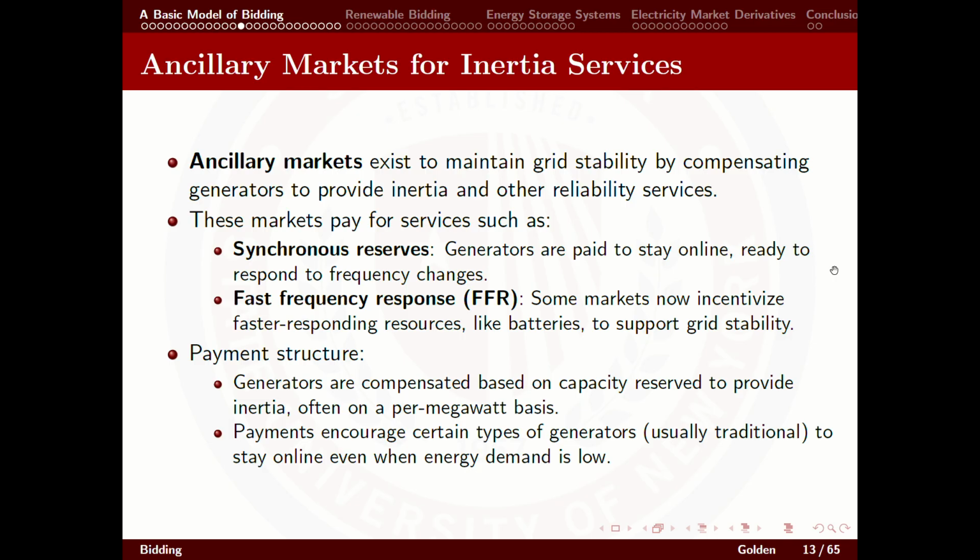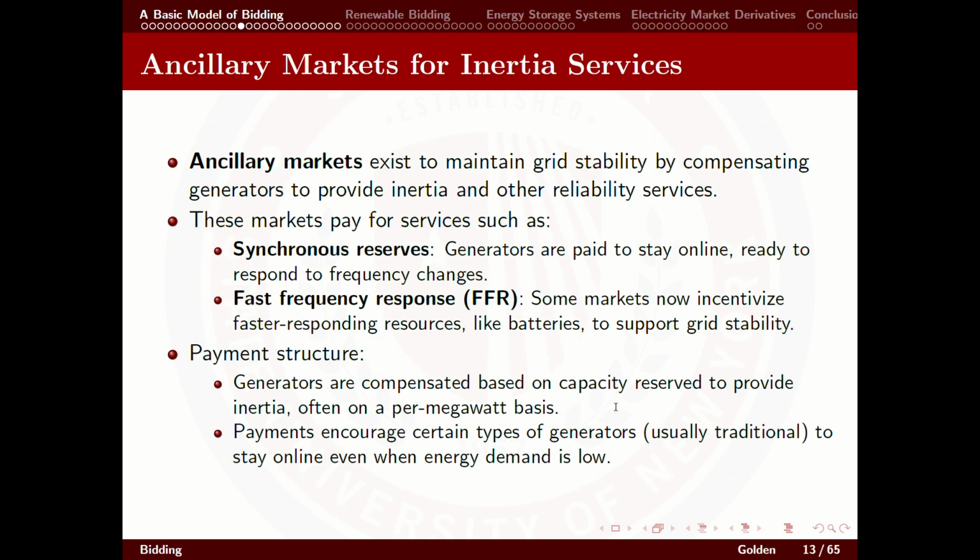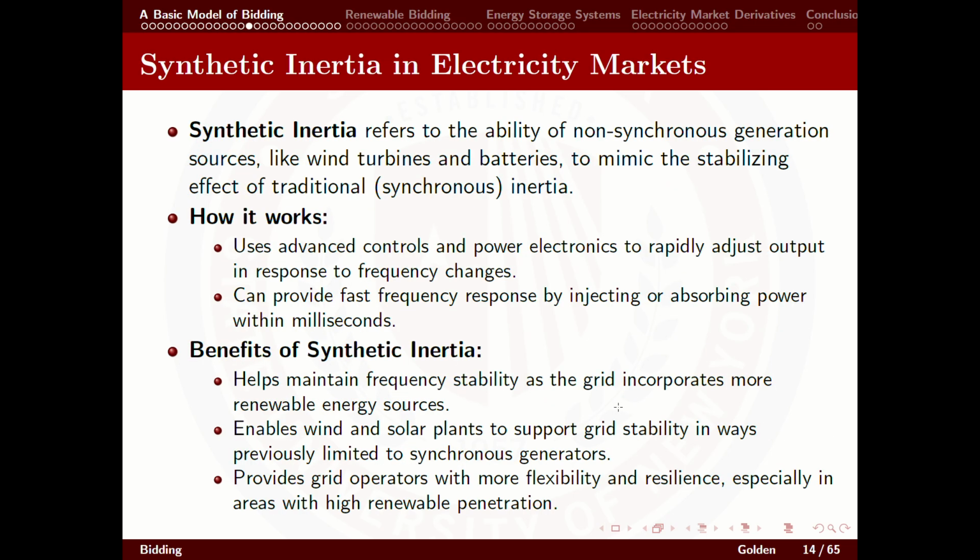Batteries can turn on or off very quickly to provide what's called synthetic inertia, which we'll talk about in the next slide. And then payment structure: generators are compensated based on capacity reserved to provide inertia, often on a per megawatt basis. Payments encourage certain types of generators, usually traditional ones and batteries, to stay online even when demand is low. Actually, batteries are not paid to stay online. They're paid to be present to provide inertia.